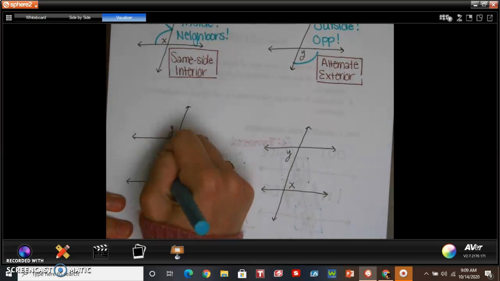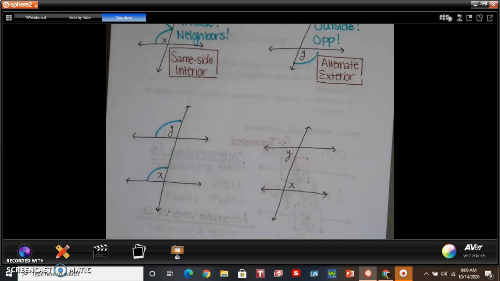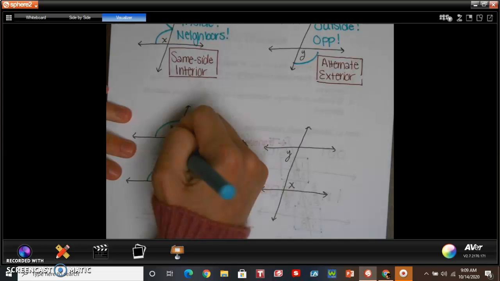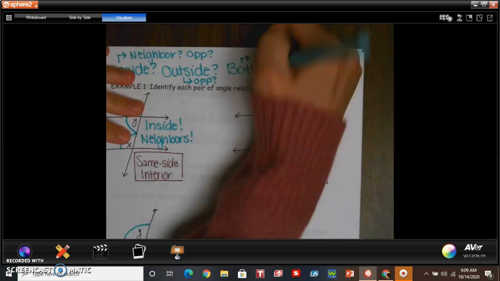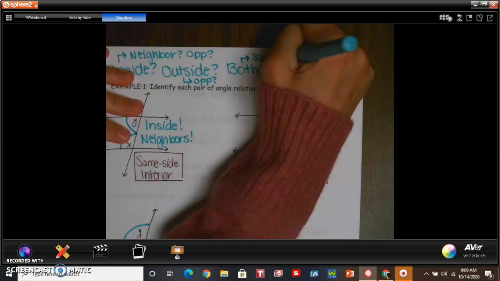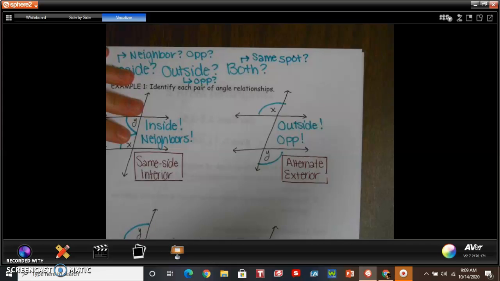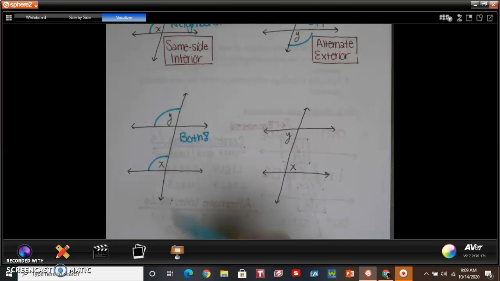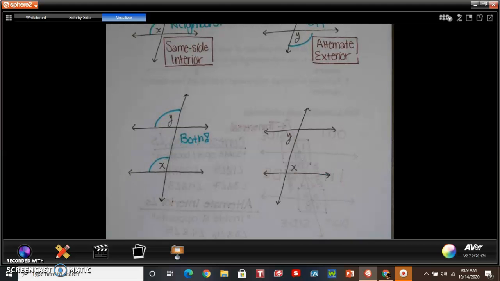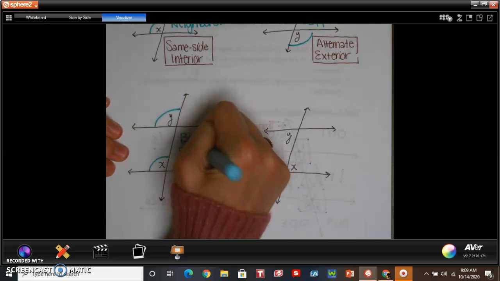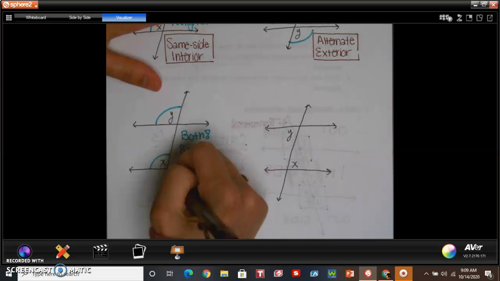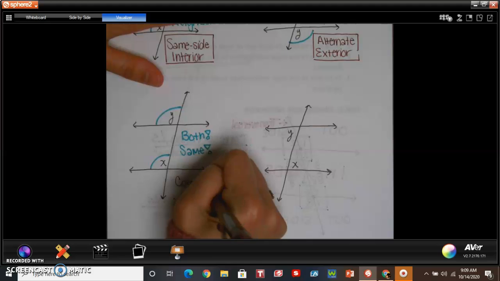All right, here's X and here's Y. Are we inside, outside, or both? Well, Y is on the outside of our two lines, and X is on the inside, so we're both. All right, if we're both, the next thing we need to ask ourselves is, are they in the same spot? So let's look at this. If we put these lines together, would X and Y end up on top of each other? Yes, they would. They are the same. So if we're on both sides and we're the same, we are corresponding.